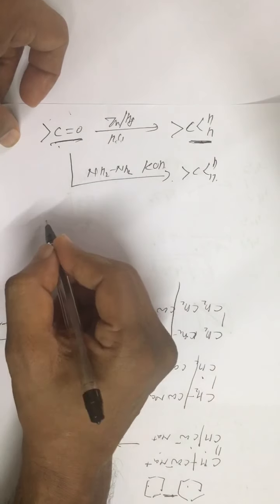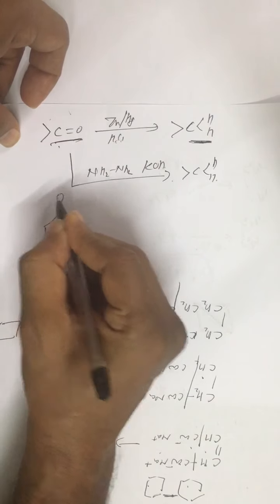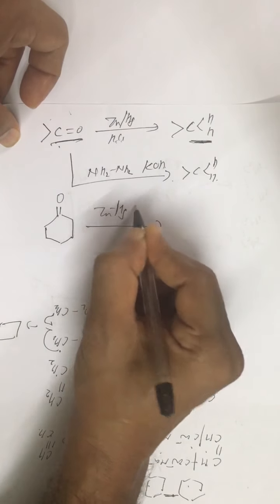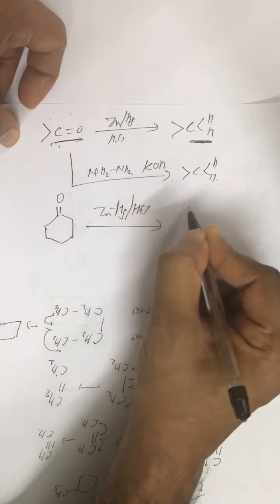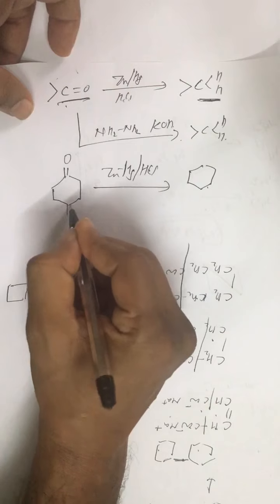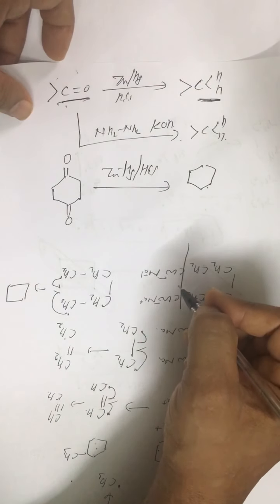Alright. So there are certain reactions like if you have cyclohexanone treated with zinc amalgam and HCl, what is the product obtained? You can say it is cyclohexane. Or even if it is cyclohexane-1,4-dione, what you get is cyclohexane.